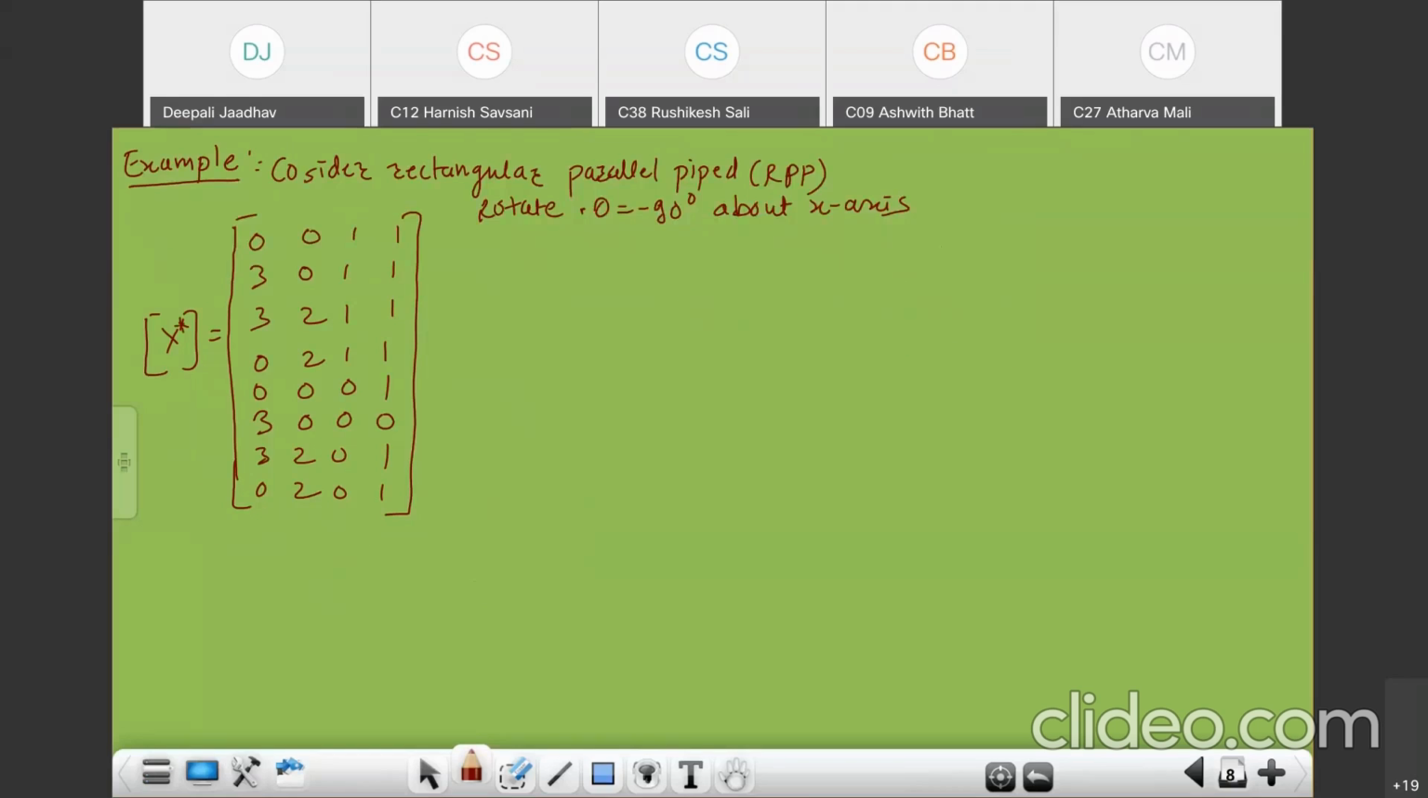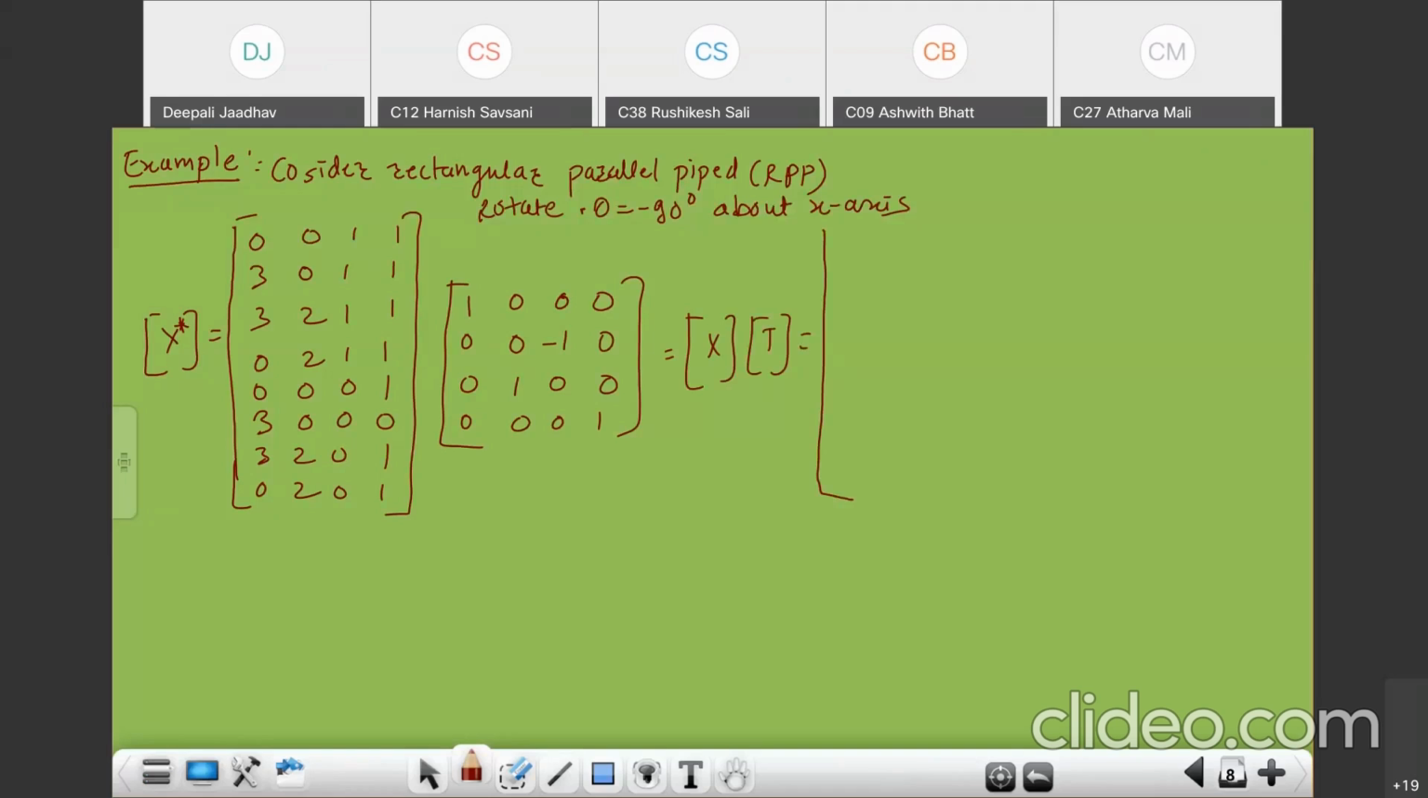So I directly write x bar is equal to this one multiplied with the transformation matrix, cos 90 0, then minus 1. So it is nothing but x multiplied with C. The final result is, it takes some time to calculate, so I am going to write the result directly here.